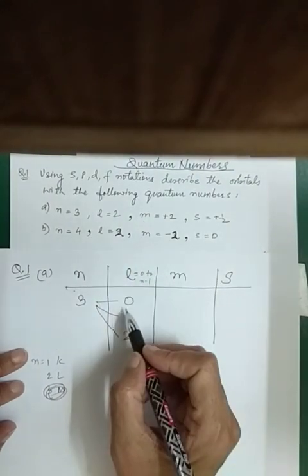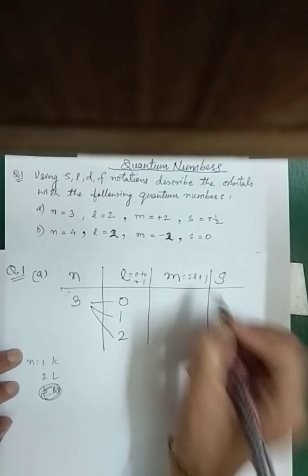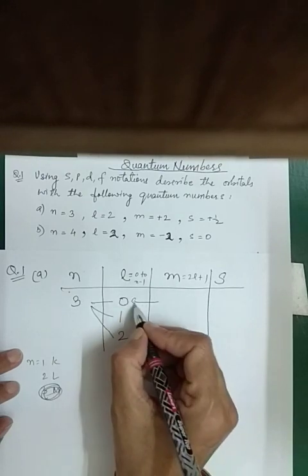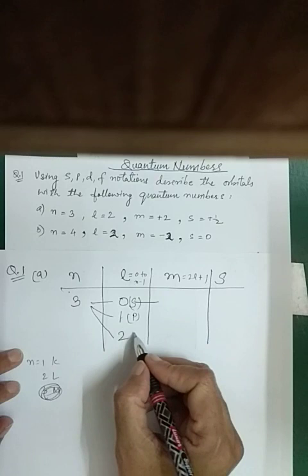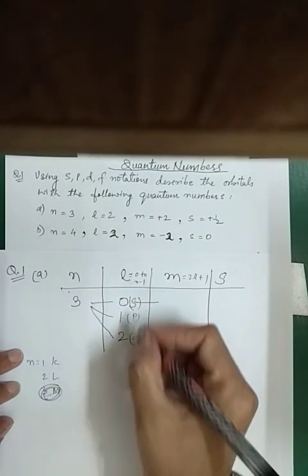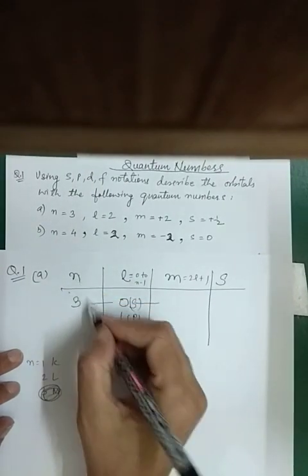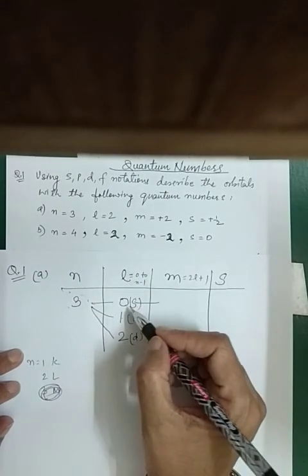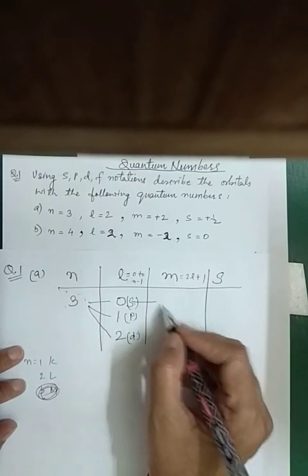Now what is the M value? M is 2L plus 1. So for the value of 0, 0 means S orbital, 1 means P orbital, 2 means D orbital, S, P, D, 3 means F orbital. So L shows which subshell, N shows which shell, K, L, M shell, and L shows which subshell, S, P, D. Now M shows which orientation.